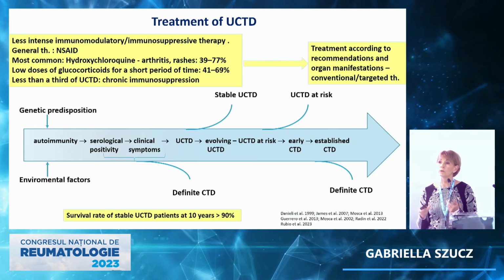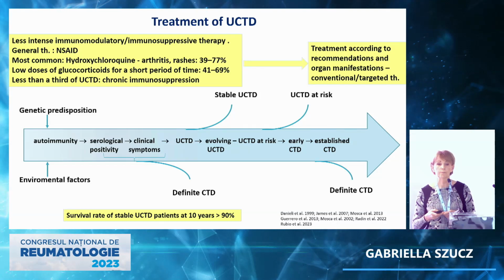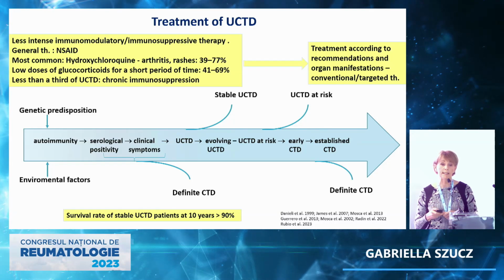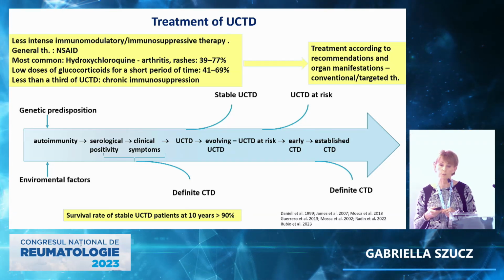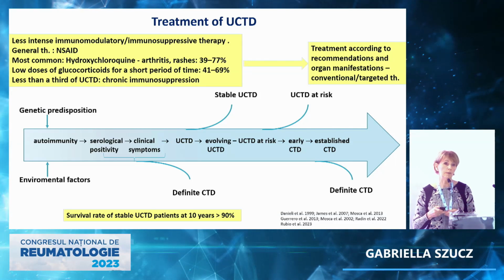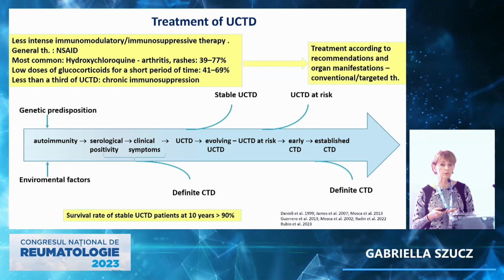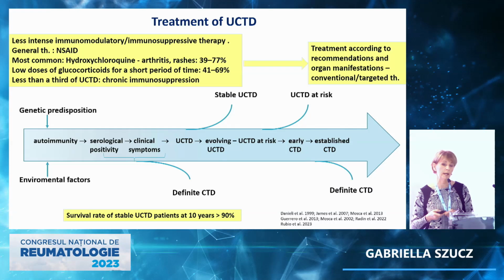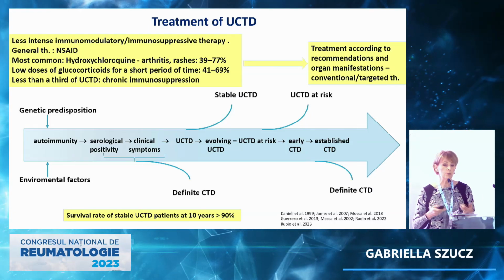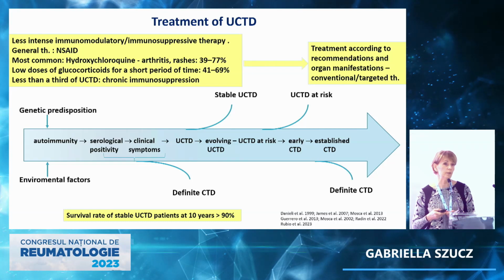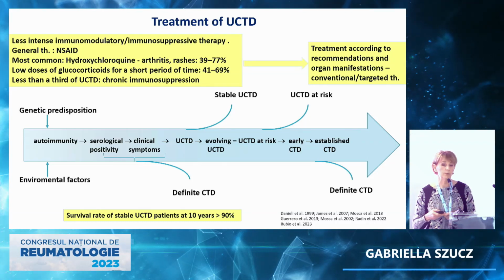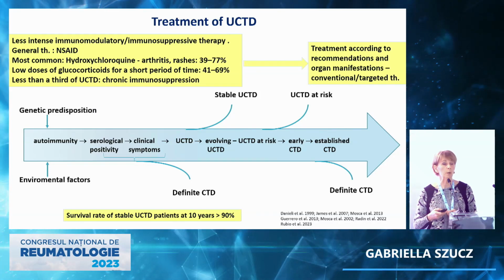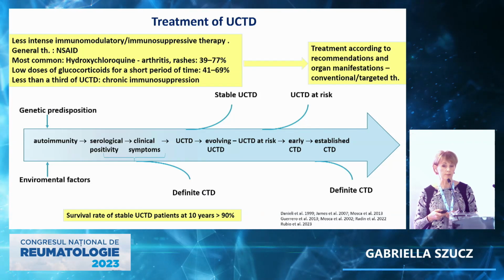What do we know about the treatment of UCTD? The majority of patients require less intense immunomodulatory or immunosuppressive therapy. The general therapy could be non-steroidal anti-inflammatory drugs. We commonly use hydroxychloroquine against arthritis or rashes. Low-dose glucocorticoids for a short period can be allowed, and less than a third of UCTD patients require chronic immunosuppression.